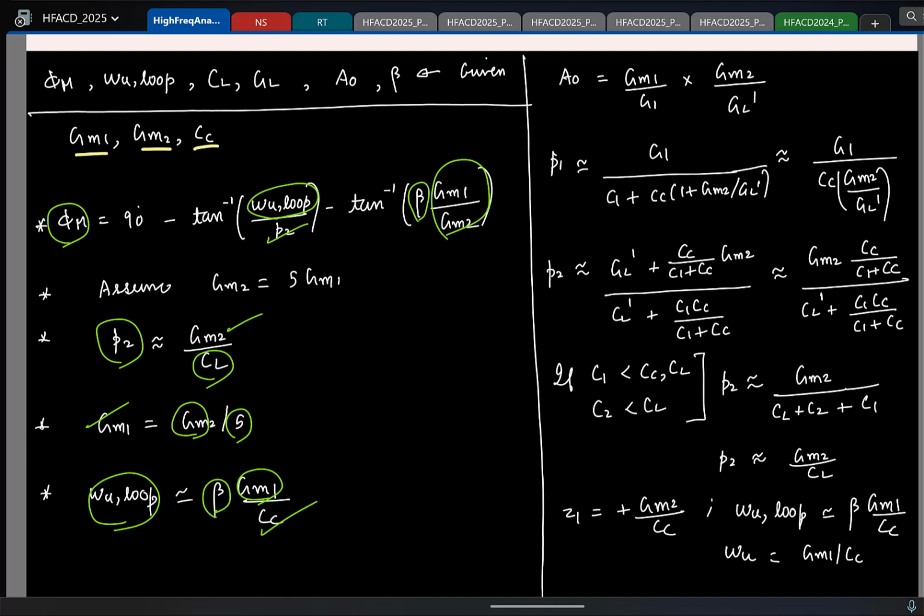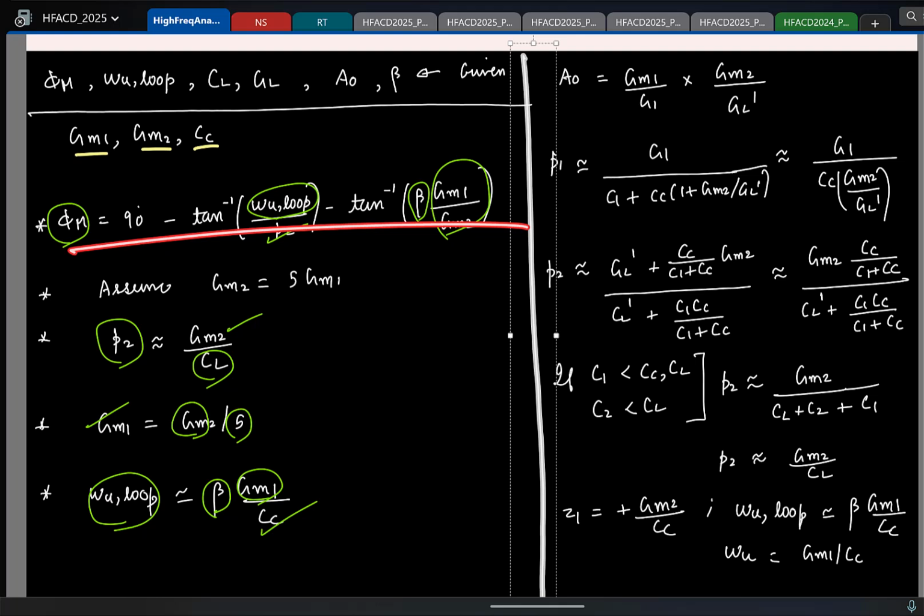Again, you don't have to necessarily start with this phase margin. I just took it as a starting point. We can even start with omega u loop, assume something for GM1 or assume something for CC and find GM1. The point is you'll have to start with some assumption and proceed, otherwise you cannot solve.